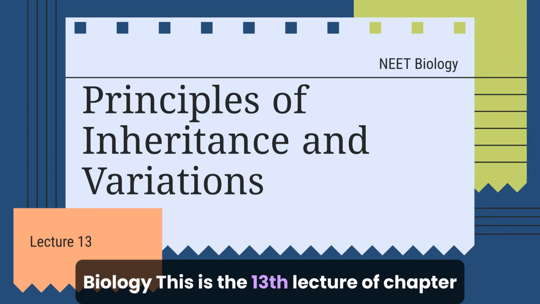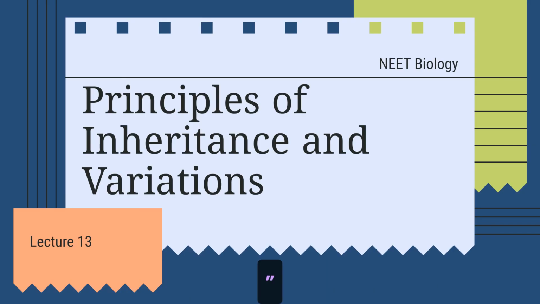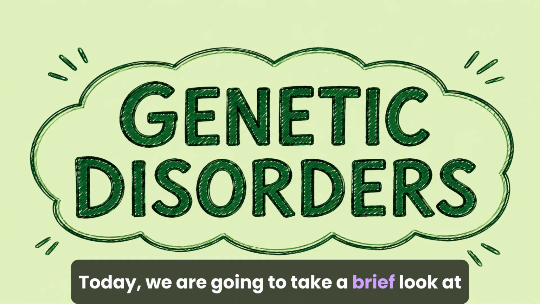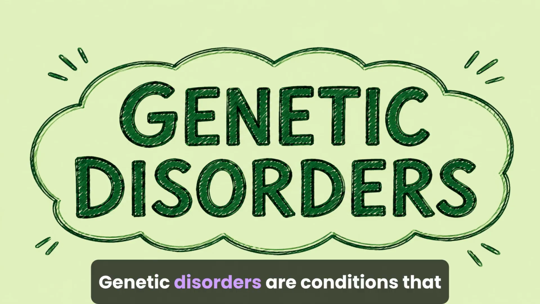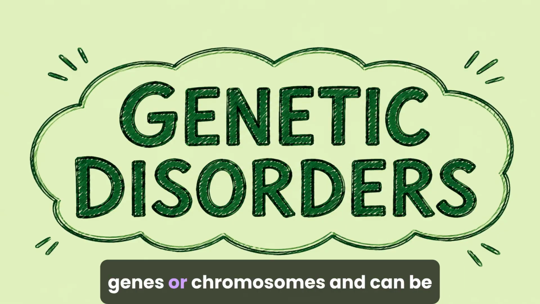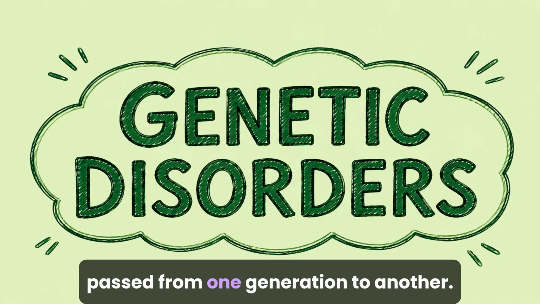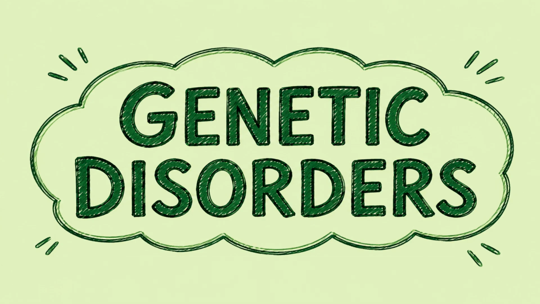This is the 13th lecture of chapter Principles of Inheritance and Variations. Today, we are going to take a brief look at genetic disorders and their different types. Genetic disorders are conditions that arise due to changes or abnormalities in genes or chromosomes and can be passed from one generation to another. In this lecture, we will get started.